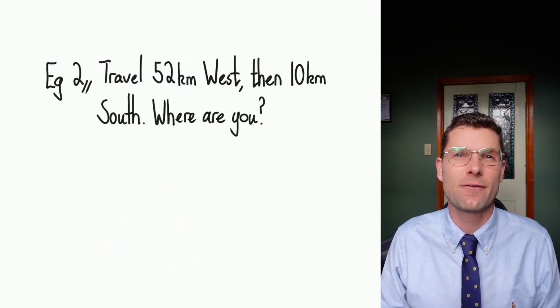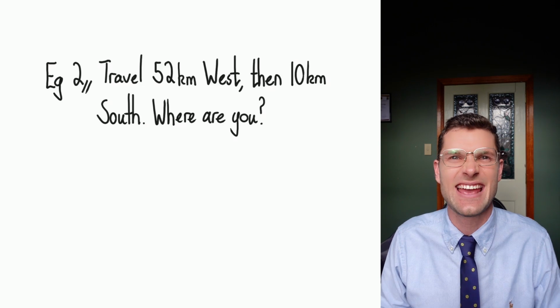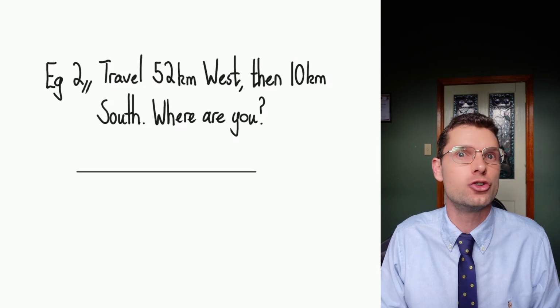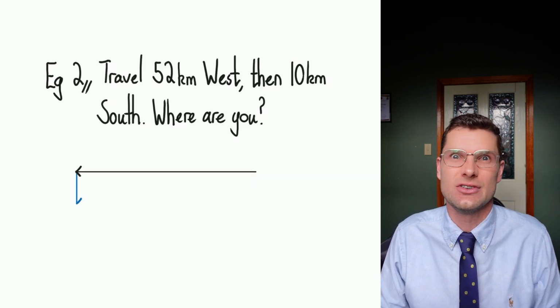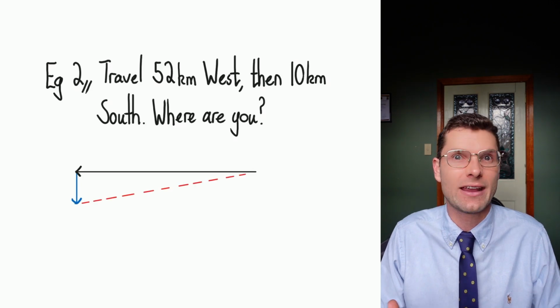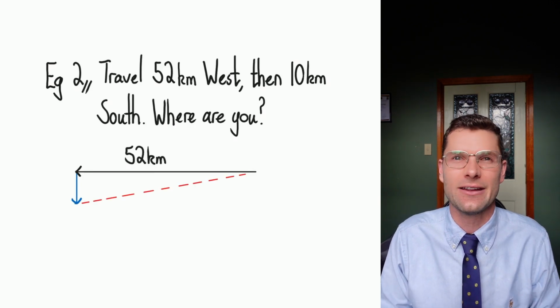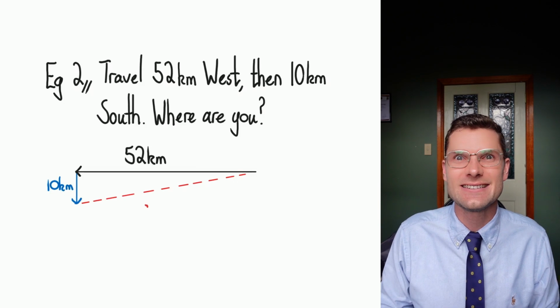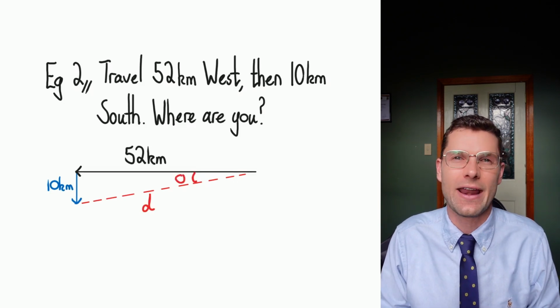So for this next example, I've gone 52 kilometers west and then 10 kilometers south. Again, I want you to draw it out to scale as close as you can. This is just going to help you recognize or have a guess before you get started. Again, I want to find the distance and my angle inside this right angle triangle.